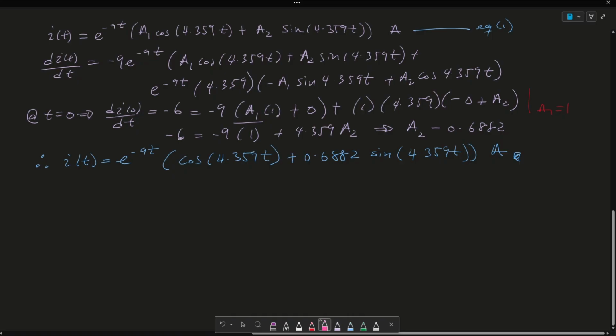And the first thing we need to do is notice that our time period T is equal to 2 pi over my damping frequency, omega d. So this is equal to 2 pi over 4.359. So then this is equal to 1.441 seconds. And then another thing we need to do is notice that my tau, or my time constant, is 1 over alpha, which is equal to 1 over this 9 here. So 1 over 9. So this is equal to 0.111 seconds.